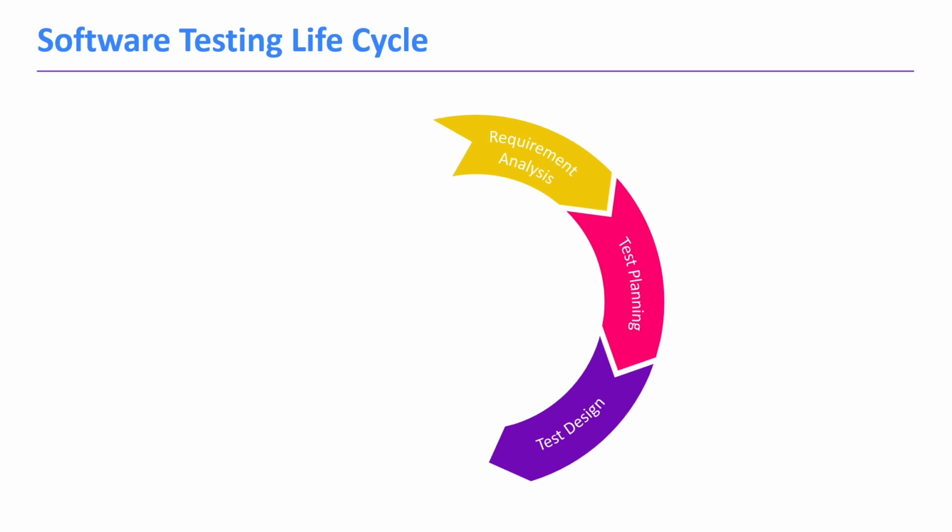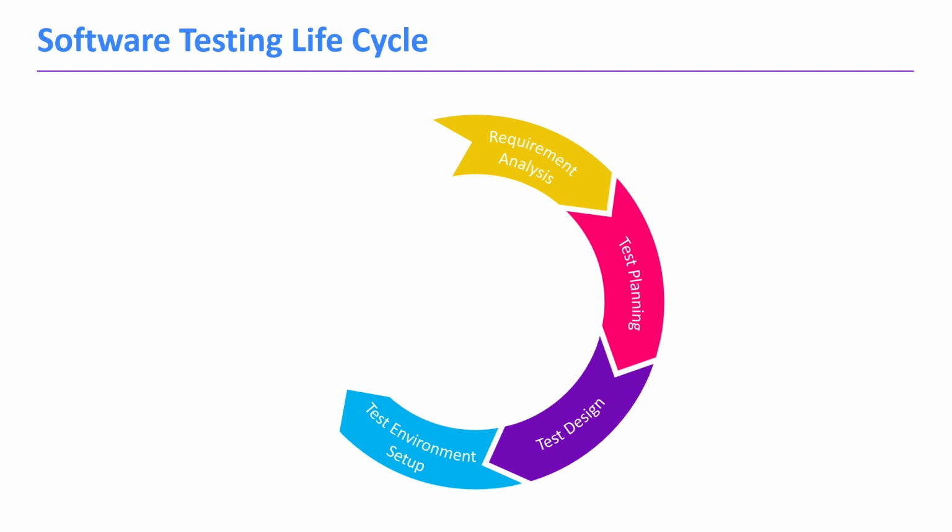The first phase in STLC is the requirement analysis phase. In this phase, all the collected requirements are analyzed from the tester's point of view. Next is the test planning phase. In the test planning phase, a test plan is prepared for all the testing activities carried out throughout the testing life cycle. Next is the test design phase. In this phase, the test cases are prepared based on the requirement document.